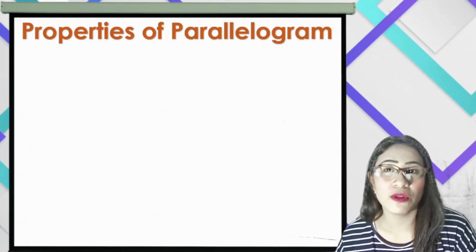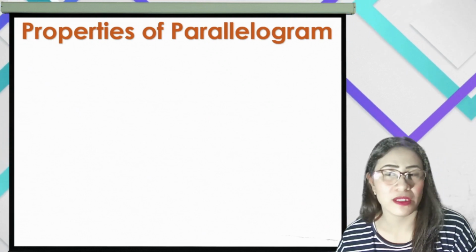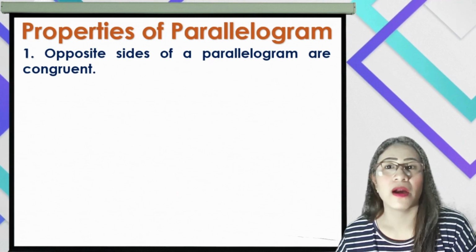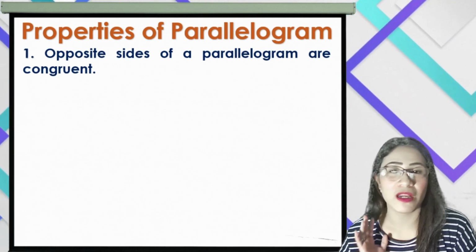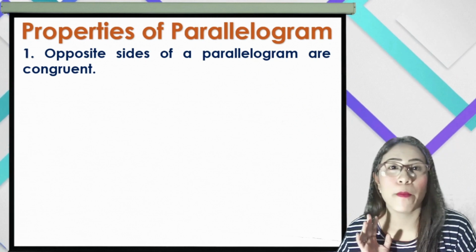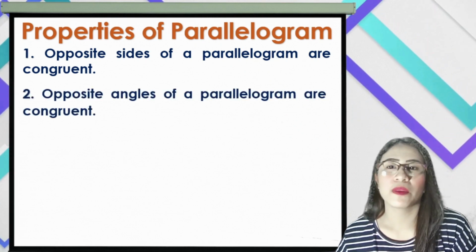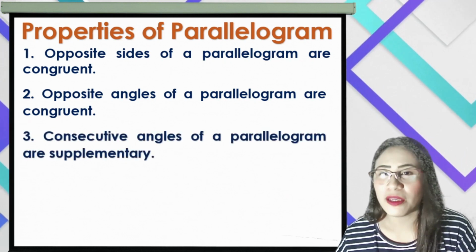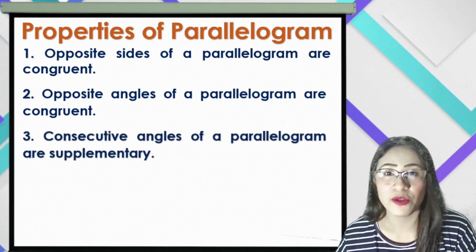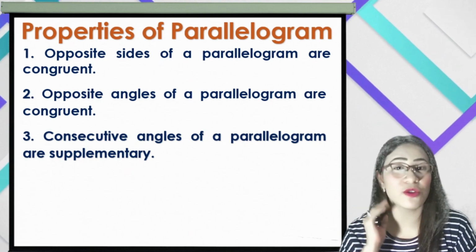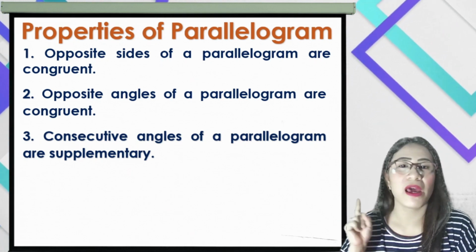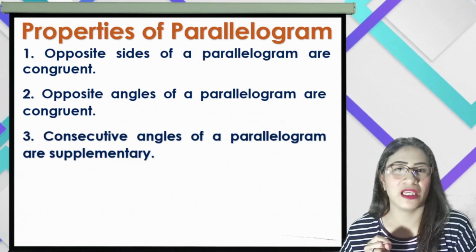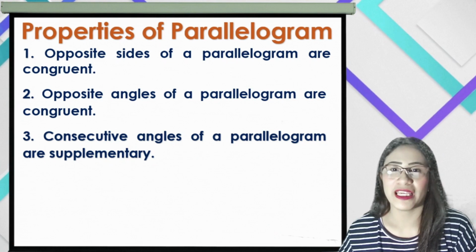Let us review the properties of parallelograms. Opposite sides of a parallelogram are congruent. When we say congruent, they have the same measure. Then, opposite angles are congruent. Consecutive angles are supplementary. This means the consecutive angles of a parallelogram, when we add them, sum to 180 degrees.